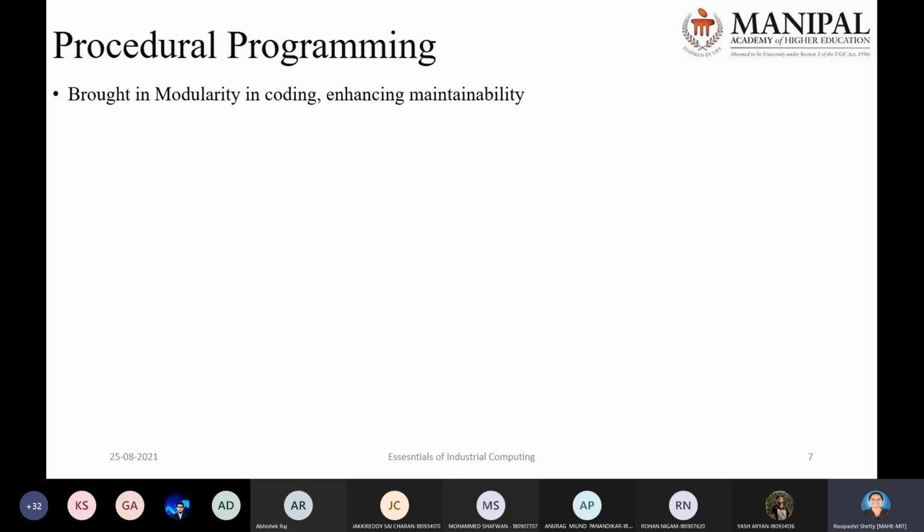You know the concept of functions, right? The functions you used in your C language. You write one function to compute the factorial, another function to compute the Fibonacci series, and one function to compute the prime numbers. These are nothing but the modules. Each module performs a specific task, and the data you use inside a module is local to that module. It is accessible only inside that particular module. So modularity enhances the maintainability of the code.